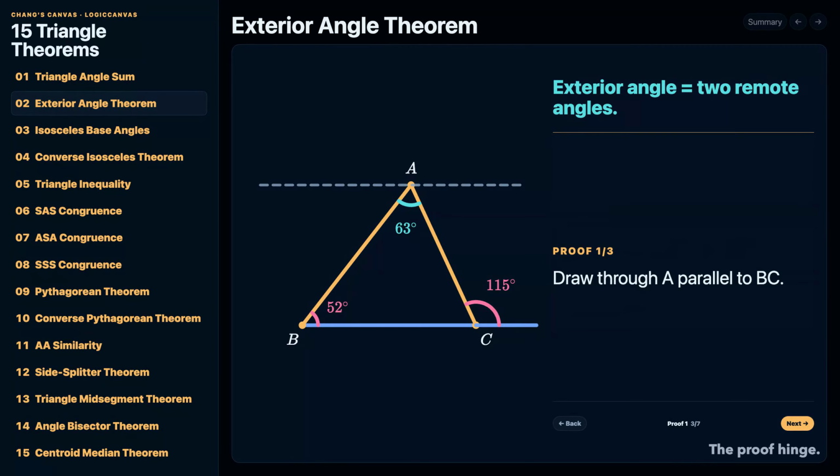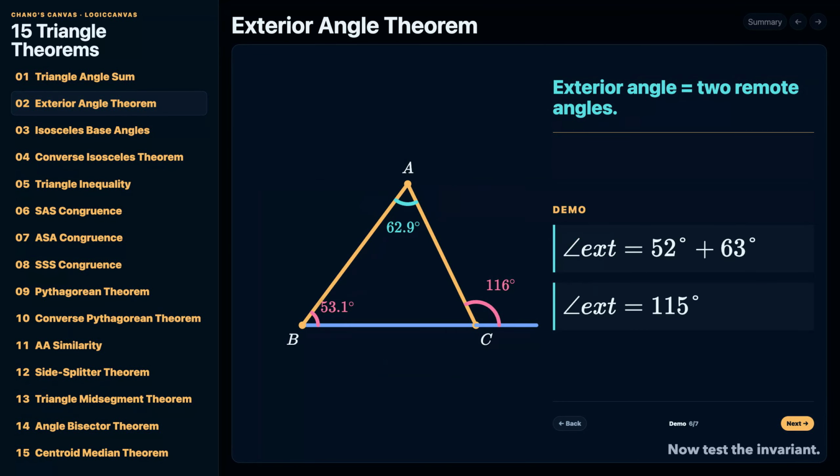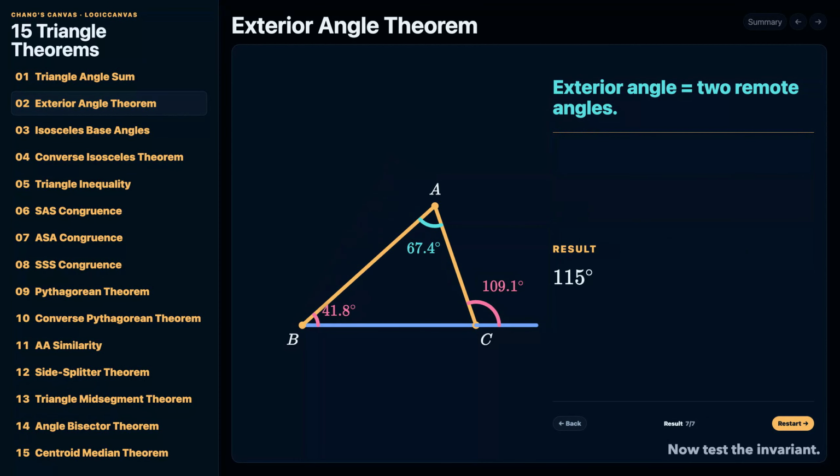For the proof, construct the parallel through point A. Next, parallel lines copy the remote angle B beside angle A. Next, that combined angle is exactly the exterior angle. Move vertex A and watch all three marked angles change. The exterior angle continues to equal the sum of the two remote interior angles.